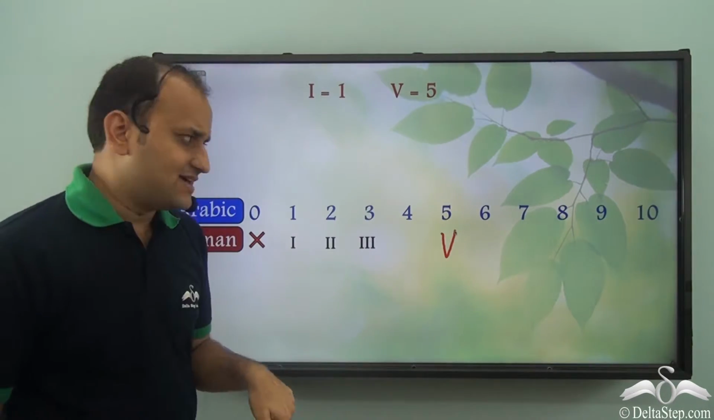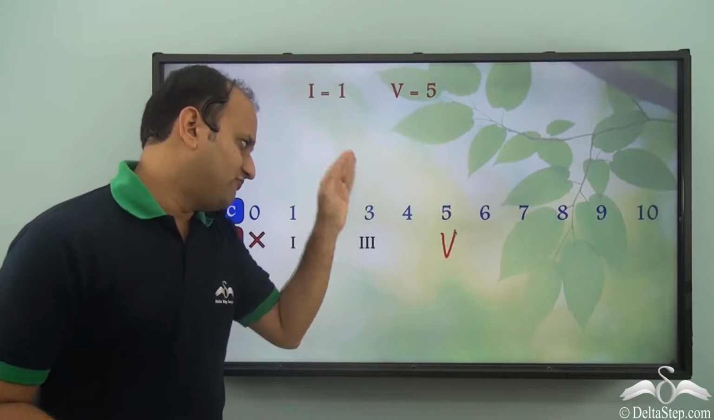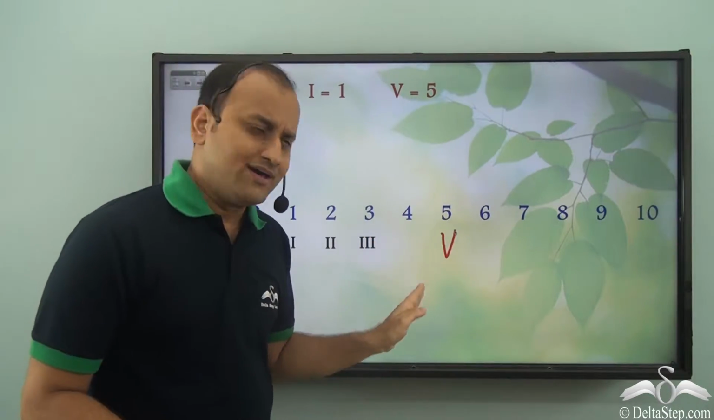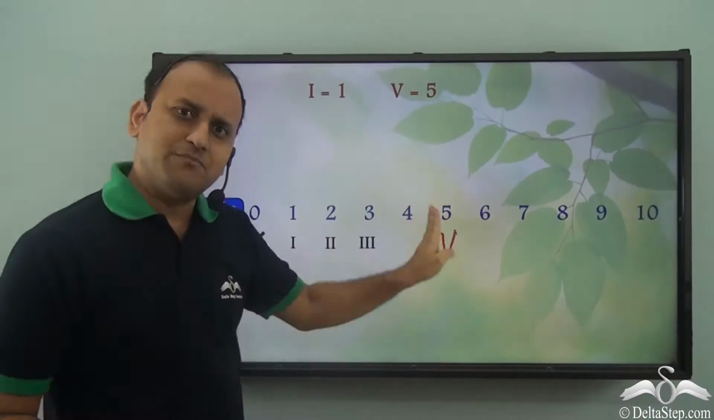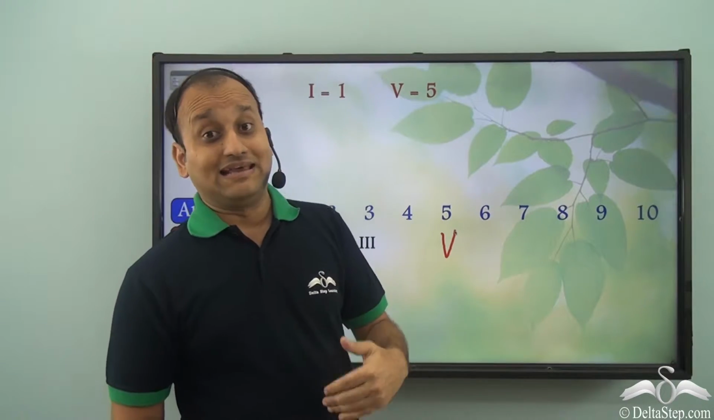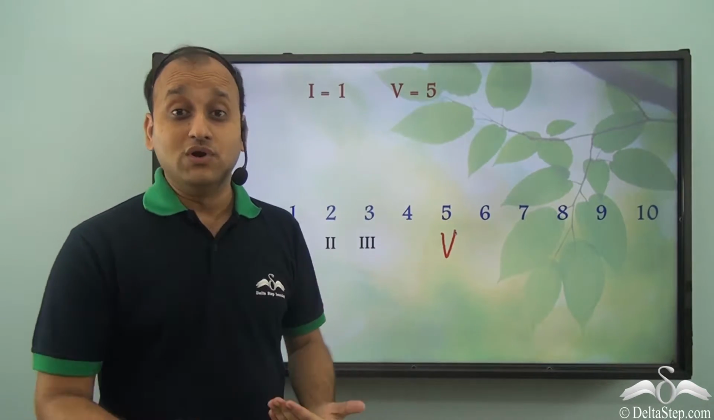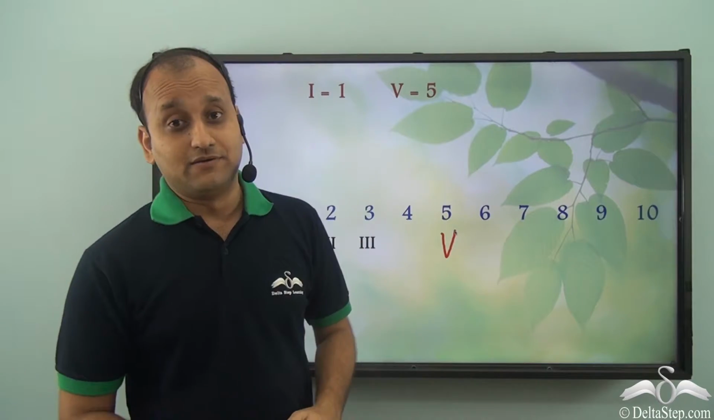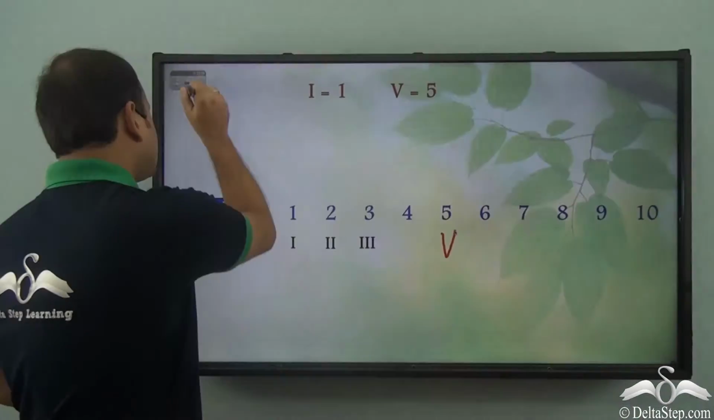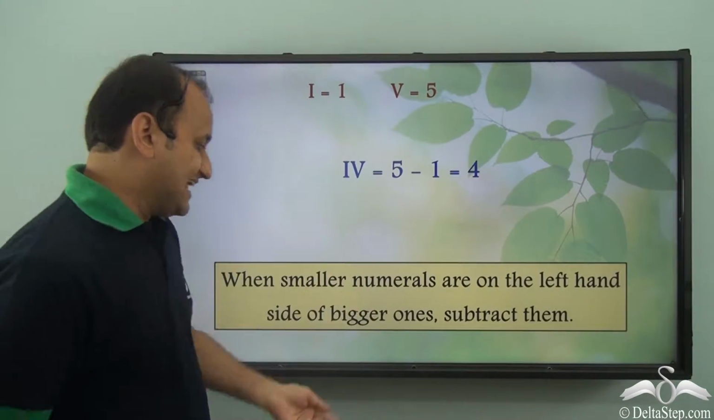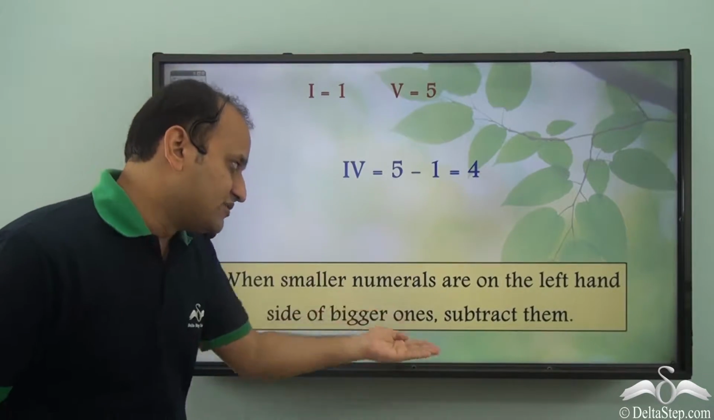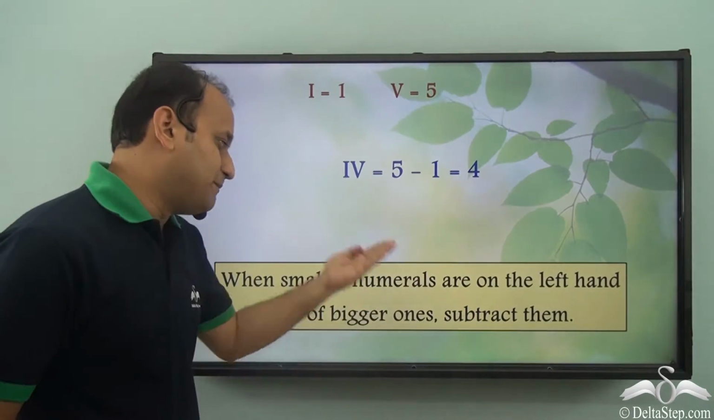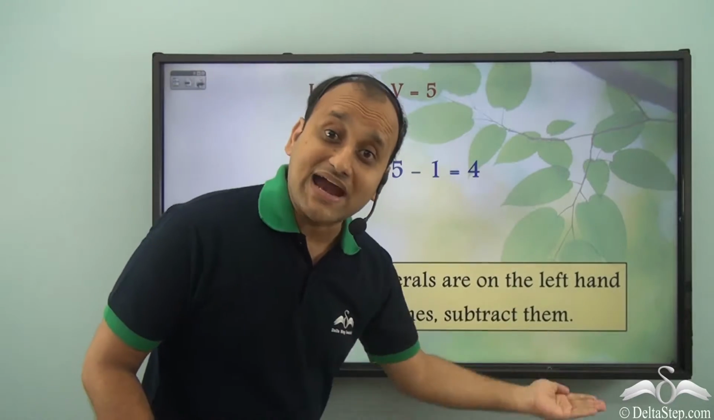Now the question arises that we were trying to represent 4. Then how does having a symbol of 5 help? Well, they developed a new rule with this symbol. And what is the rule? The rule says that when smaller numerals are on the left hand side of the bigger ones, subtract them.